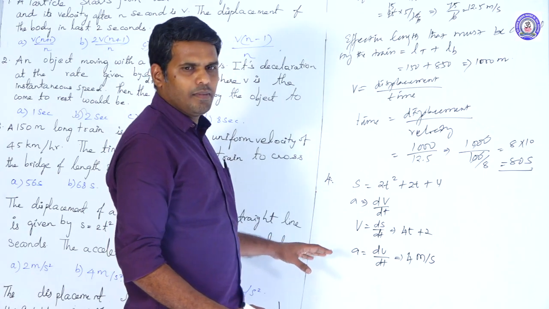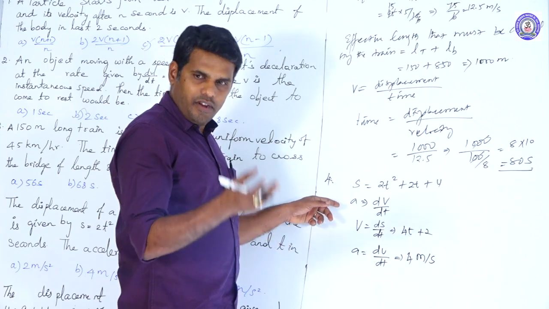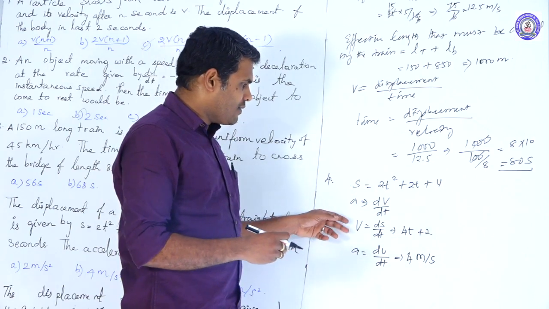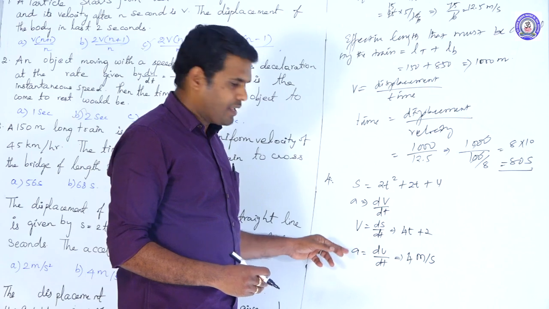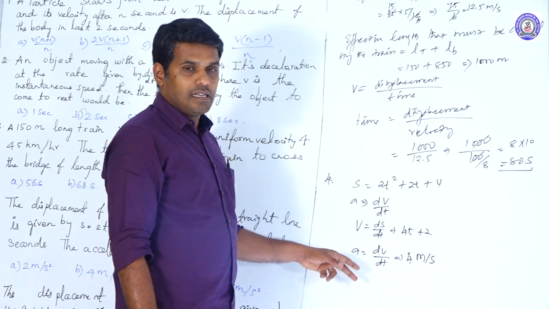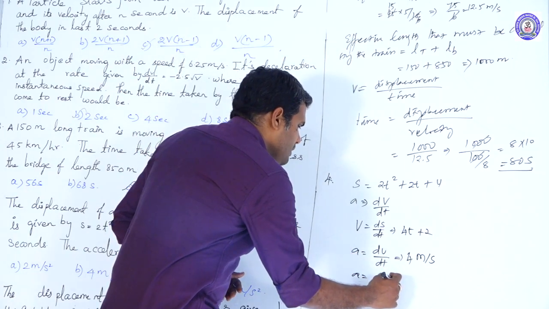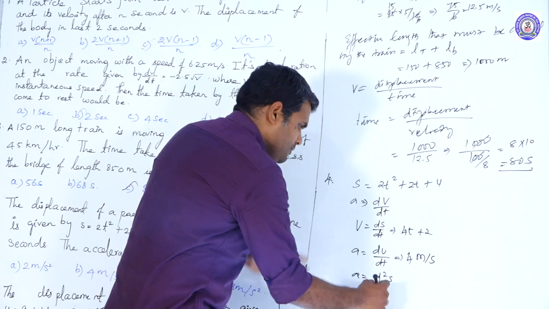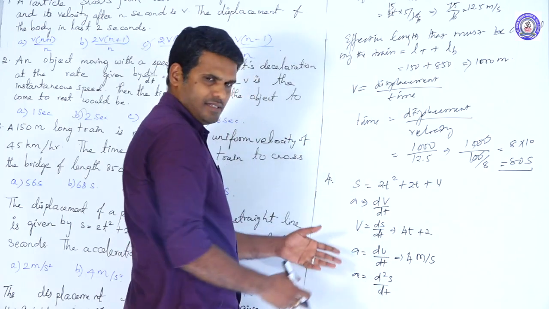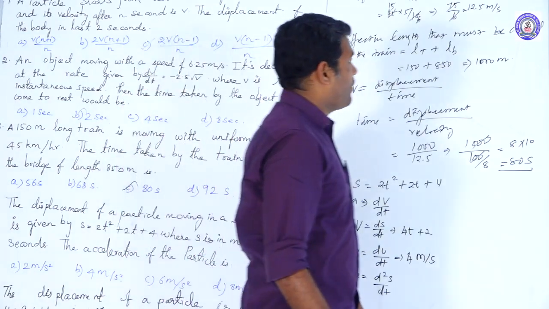This is a simple problem. What we should know is that if displacement is given and you want to calculate velocity, then it is the first derivative with respect to time. If you want to calculate acceleration, it is the first derivative of velocity or the second derivative of displacement. You can even differentiate this twice and you will get the result. Same procedure. Fine. Then question number 5.